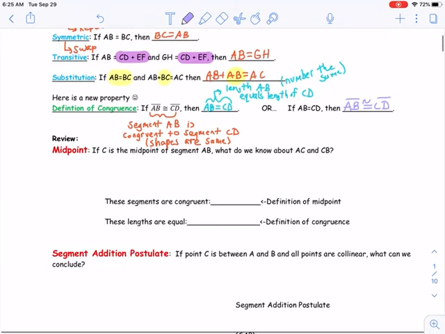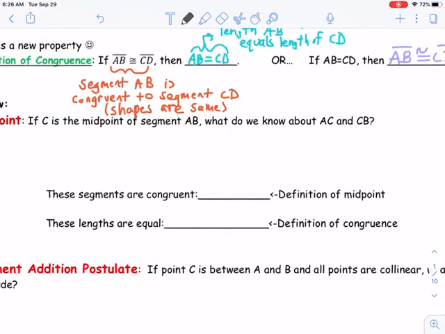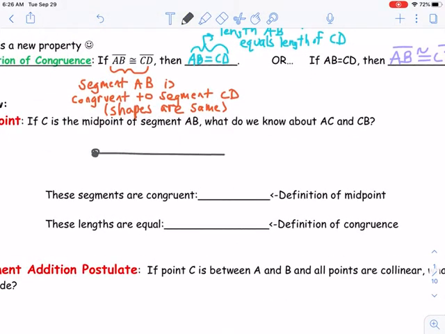So we're going to review some more things: midpoint and the segment addition postulate. If C is the midpoint of AB, what do we know about AC and CB? Let's draw a picture. I drew a point, drew another point, A and B. C is the midpoint, so it's in the exact middle, tick, tick. It's incredibly important to draw on our pictures. These tick marks are really important. The more often we label and draw on our pictures, the more success we're going to have, especially in the future.